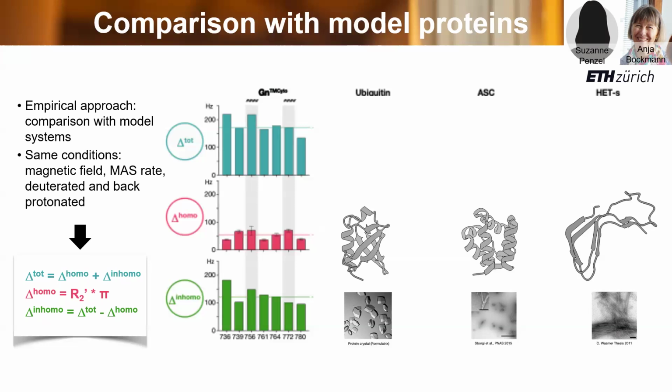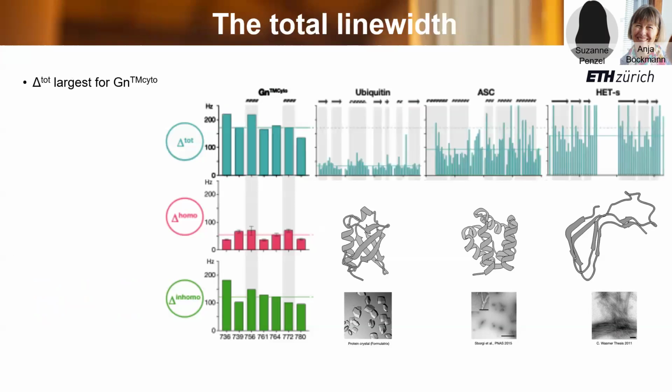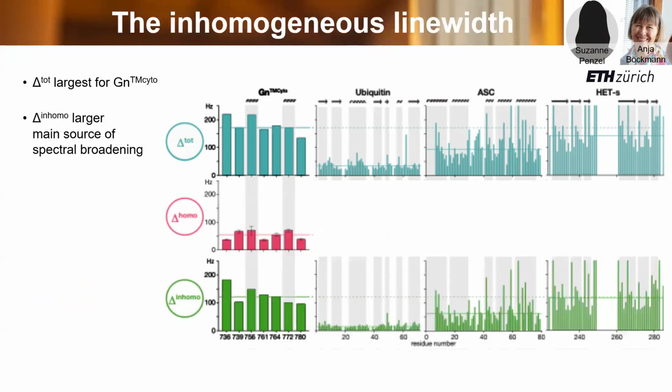And if we start with the total line width here, we can clearly see that for our protein, the total line width is the largest. And this is what we observed already in the spectra, that we had really broad peaks. And if we move to the inhomogeneous contribution, you see that this is the main contribution to the line width. So clearly, and this is a bit similar to what is shown in ETS, the main source of broadening is the sample inhomogeneity.